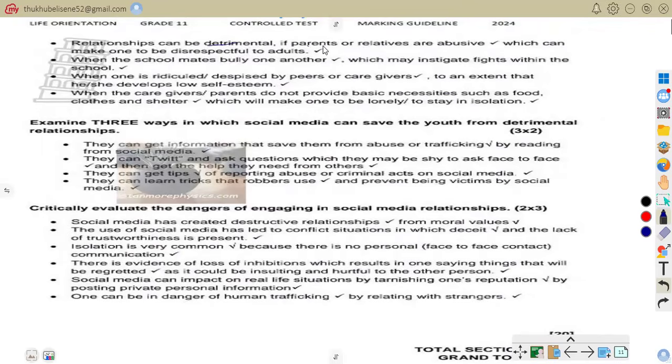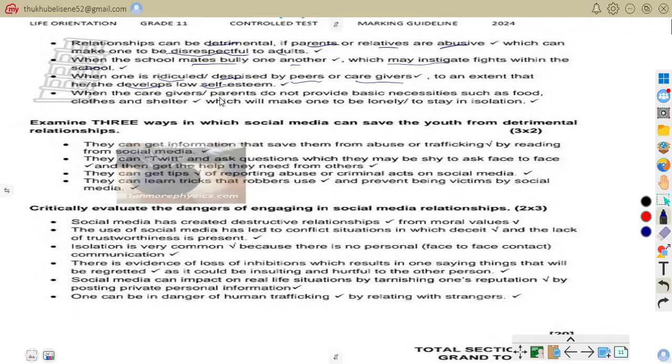Relationships can be detrimental if parents or relatives are abusive, which can make one disrespectful to adults. So, abuse by parents or relatives. Abusive treatment can affect a child emotionally and socially. Also, when schoolmates bully one another, which may instigate fights within the school. Also, when one is ridiculed or despised by peers or caregivers, to an extent that he or she develops low self-esteem.